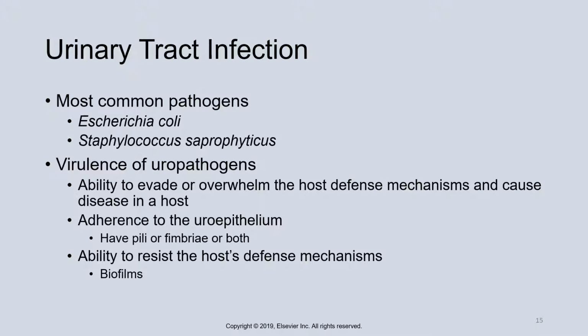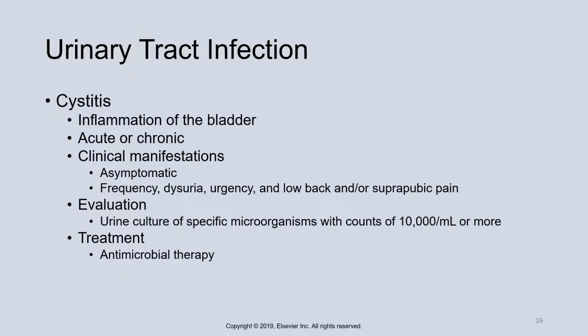The most common pathogens are E. coli and staph. Virulent uropathogens have the ability to evade and overwhelm the host mechanisms that cause disease, through adherence to epithelium and ability to overcome host defense.